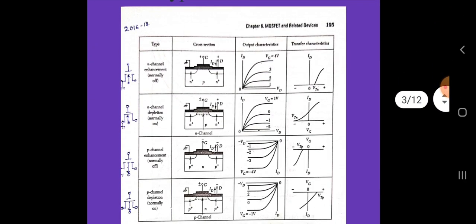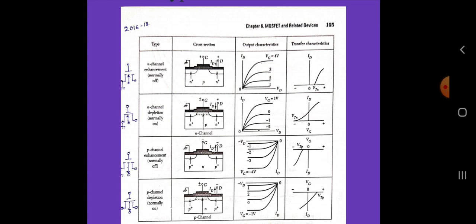They are all shown over here. The device cross sections, output characteristics, I_D versus V_D, and the transfer characteristics, that is I_D versus V_G, of the 4 types are shown in the figure. We note that for the normally off N channel device, a positive gate bias larger than the threshold voltage V_T must be applied before a substantial drain current flows.